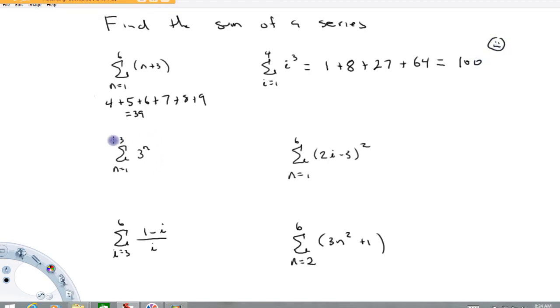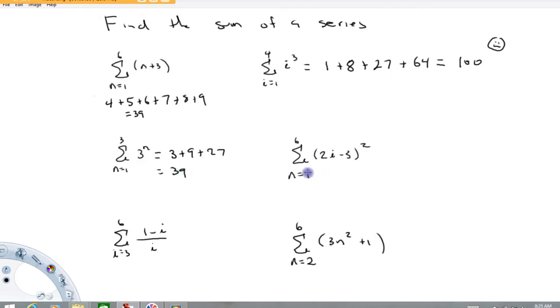All right, let's take a look at this one. So writing out the sum, starting with n equals 1, we're going to have 3 plus, putting in n equals 2 here, 3 squared is 9. Then we're going to put n equals 3, and 3 to the third is 27. And if we sum that one up, we get, let's see, 39.